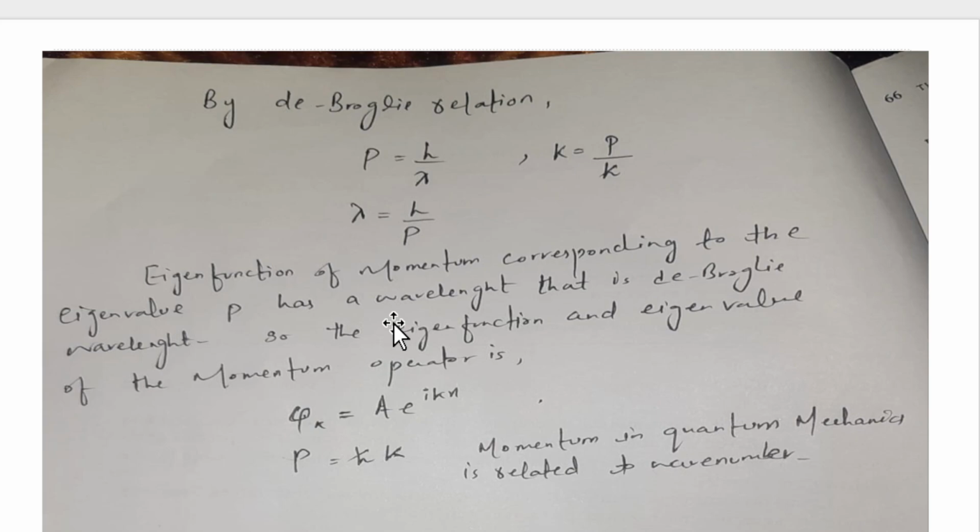So when we talk about the eigenvalue equation, there is some eigenfunction and there is an eigenvalue. So this should be considered as the de Broglie wavelength. Further, the eigenfunction and the eigenvalue are here. Momentum in quantum mechanics is related to wave number.